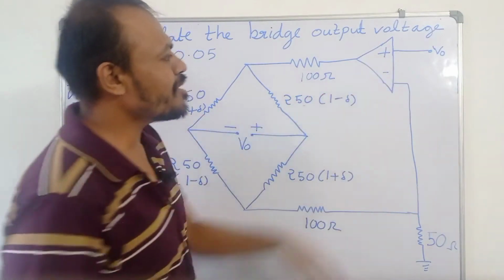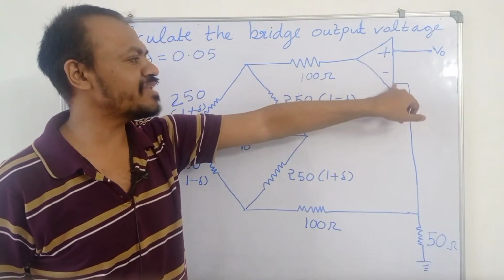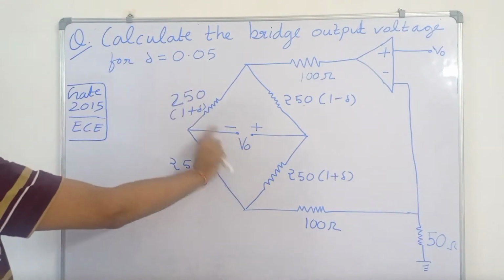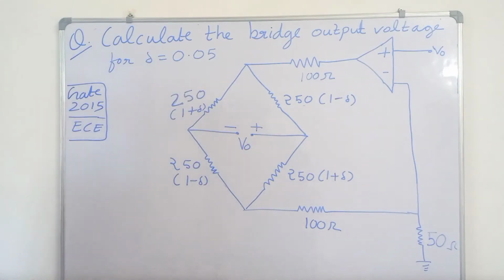This is an ideal op amp. This is the non-inverting terminal. This is the inverting terminal. We have to calculate the output voltage V naught for delta equal to 0.05. Okay, so the circuit is very easy. It is a bridge circuit. We have to calculate the output voltage V naught.